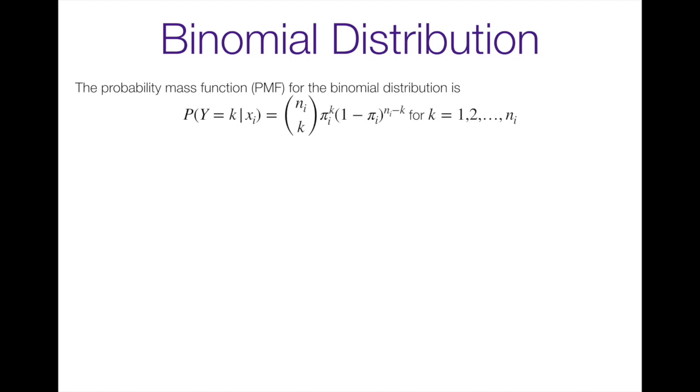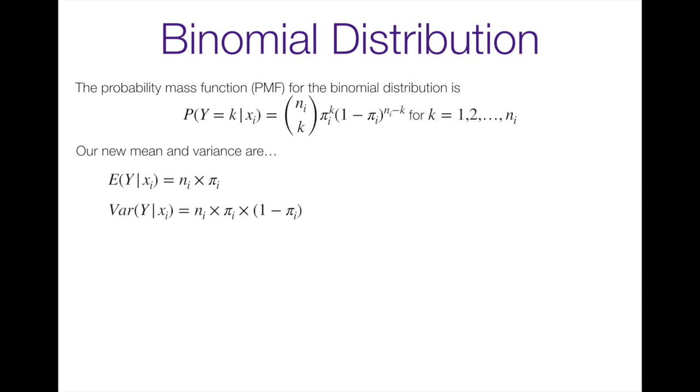It looks similar to the PMF for the Bernoulli, but now we have that n choose k out front, which if you don't remember what that is, I suggest going back and checking that out. And then now instead of k and 1 minus k in the exponents, we have k and n minus k, because we can have more than one trial. We get a new mean and variance, very similar to the old one. Our mean is n times pi, and our variance is n times pi times 1 minus pi. So we just multiplied each of the old ones by n.